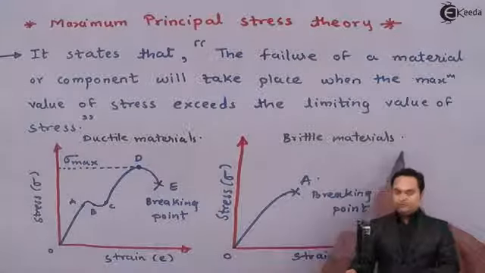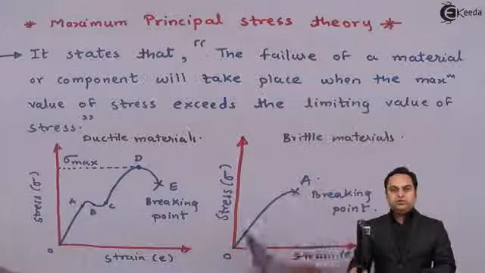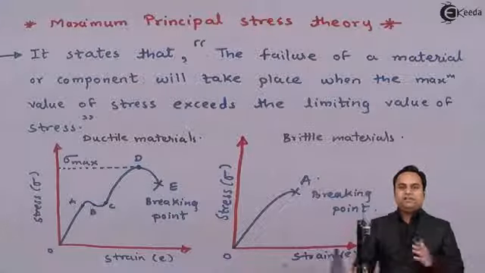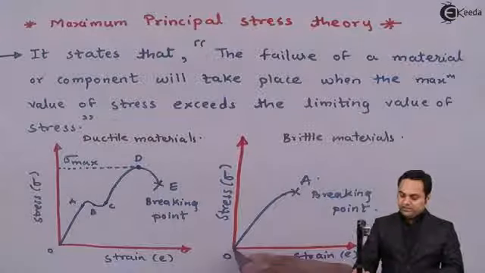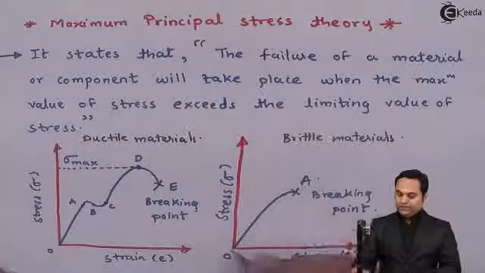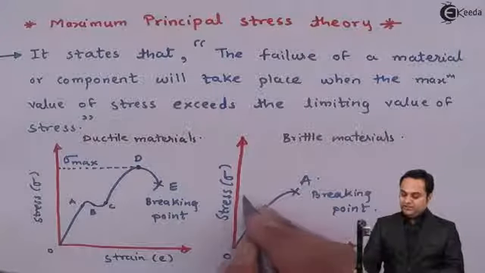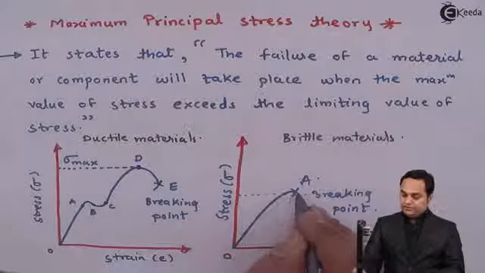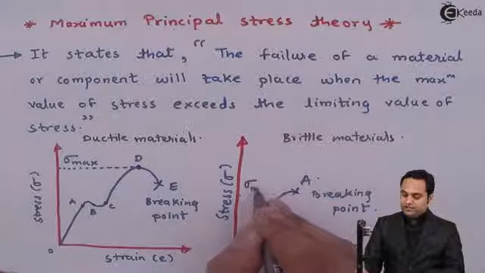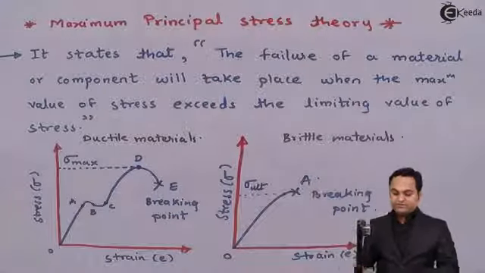Next, check it for brittle material. Brittle material, as we know, fails without giving any prior warning. So when we are increasing the stress value, the strain increases, and finally there is a point where the material breaks, and at that point the stress is called sigma ultimate, that is ultimate stress.